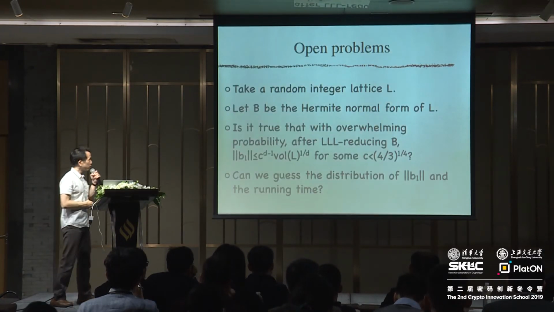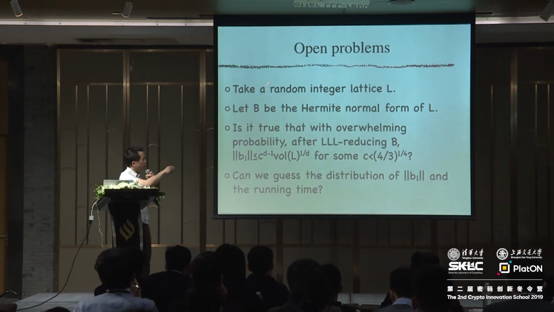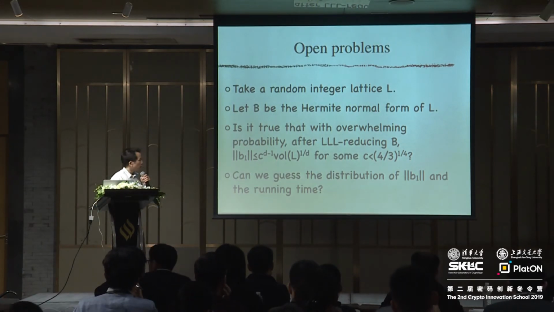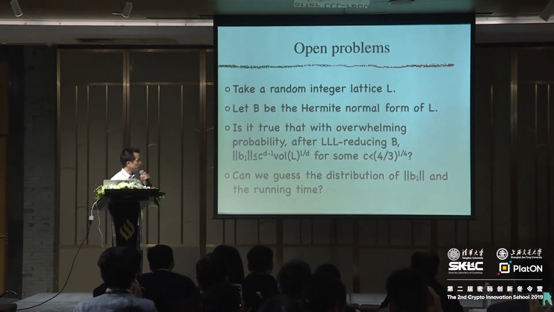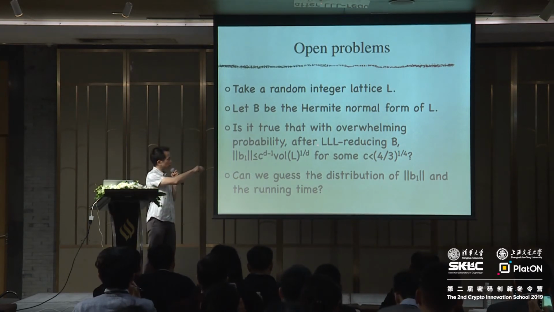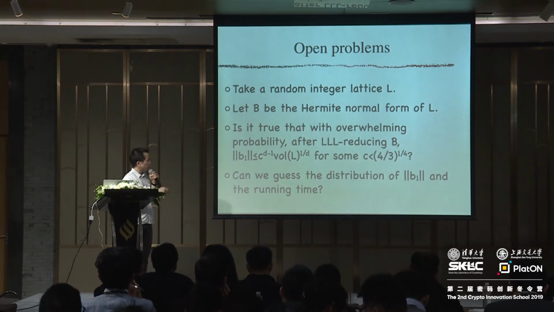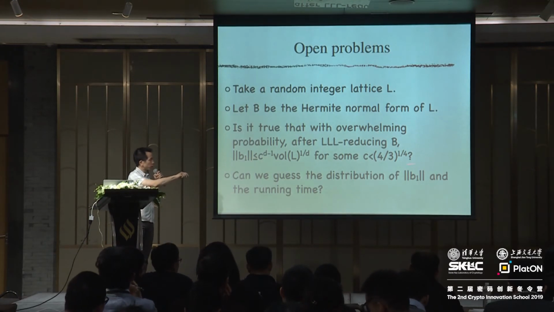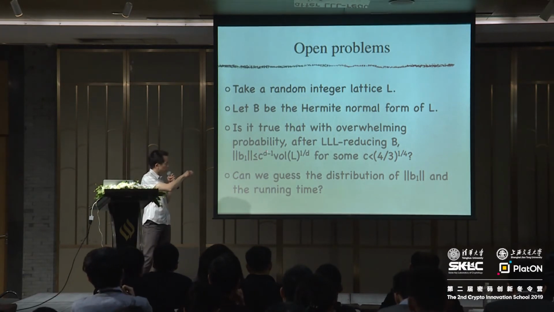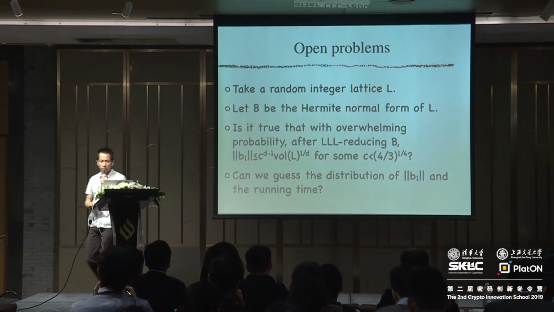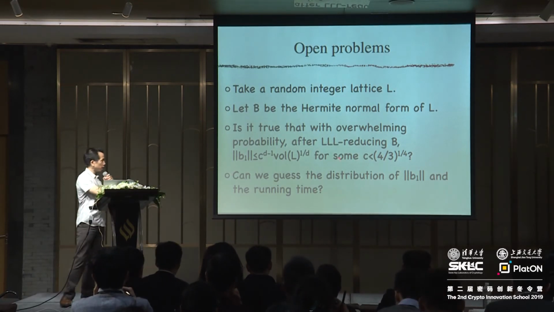So one way to see this is: take a random integer lattice, take the Hermite normal form to avoid any problems of how to choose a random basis. Is it true that after running the algorithm on B, you get a vector much smaller than the worst case, say smaller than an exponential factor with a better constant? So this is the major open problem related to LLL.